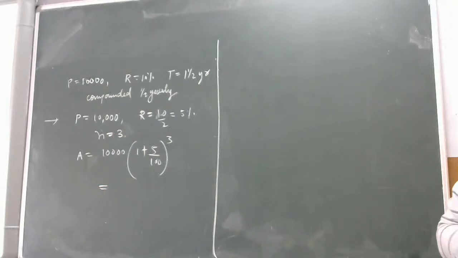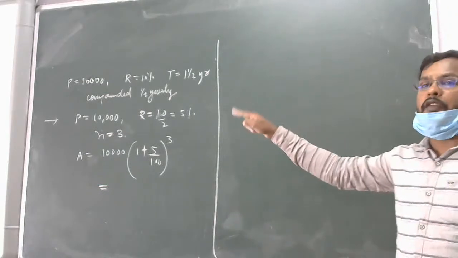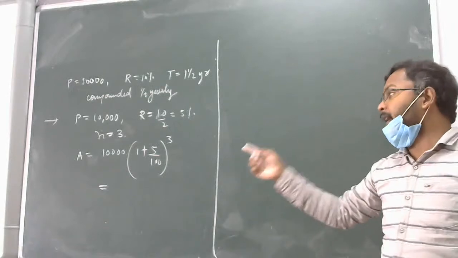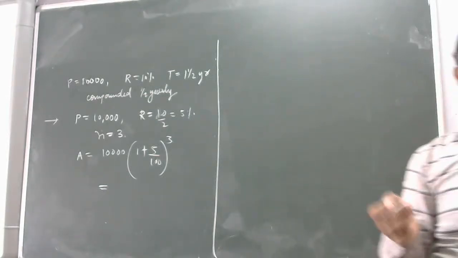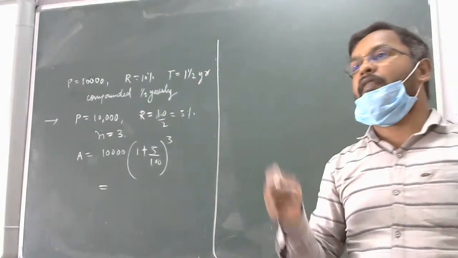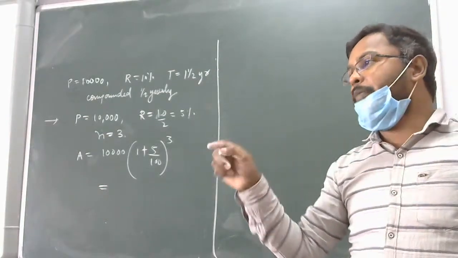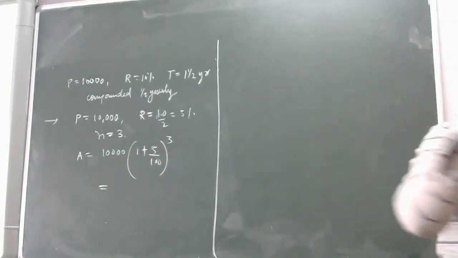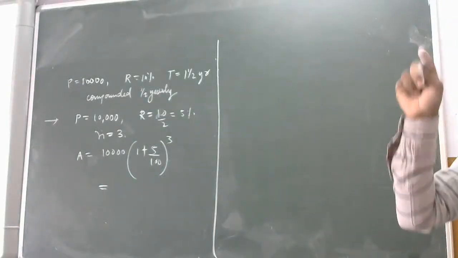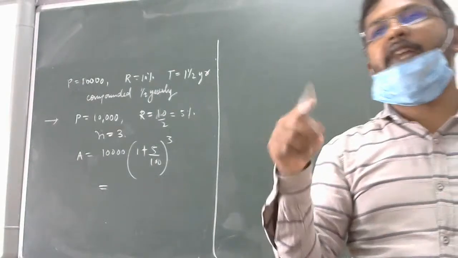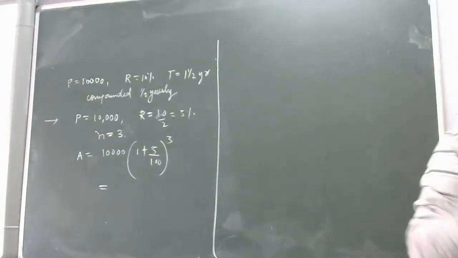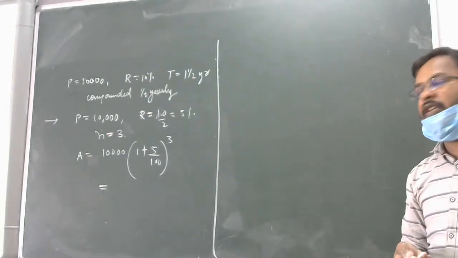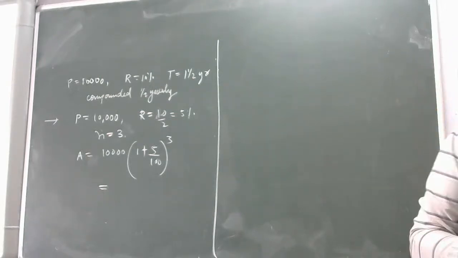In case of quarterly, what will happen? Rate you have to divide by 4, and now you have to see how many 3-month periods will come in that. Suppose they have given half year, 6 months. In 6 months we have two 3-month periods, so the value of n will be 2. And if they give 1 year, then you have to take the value of n as 4. Quarterly means for every 3 months you have to do the calculation.